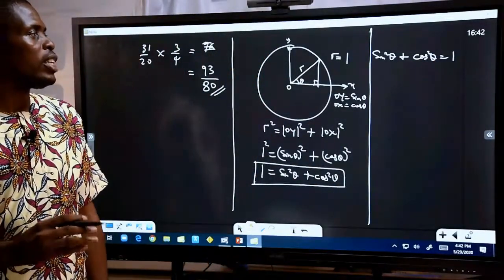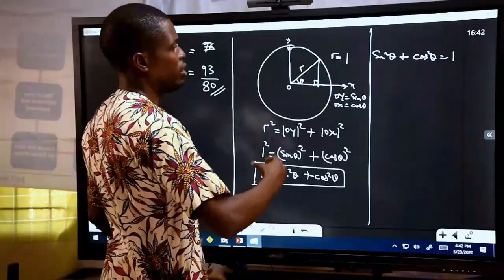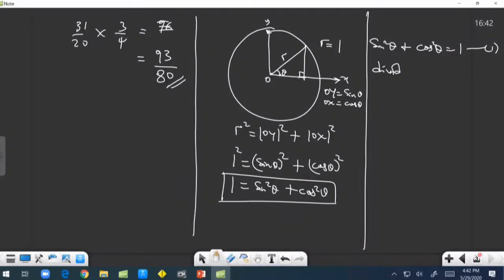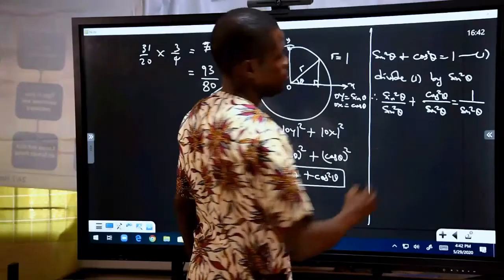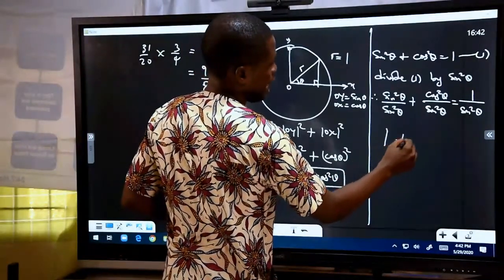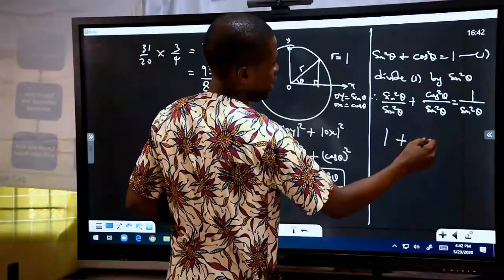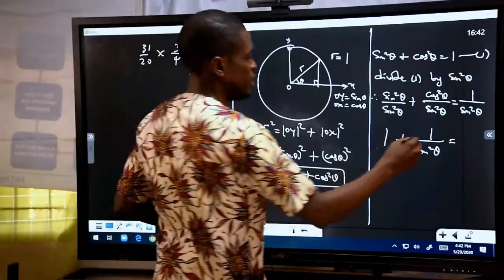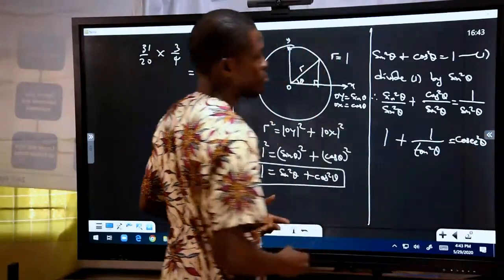Now let's see how we can relate this to cosec, sec, and cotangent. Let's call this equation 1. Divide equation 1 by sine squared theta. We have sine squared theta divided by sine squared theta, plus cos squared theta divided by sine squared theta, equal to 1 over sine squared theta. Sine squared theta divided by sine squared theta is 1. Then cos squared theta divided by sine squared theta is 1 over tan squared theta, and that is equal to 1 over sine squared theta, which is cosec squared theta.